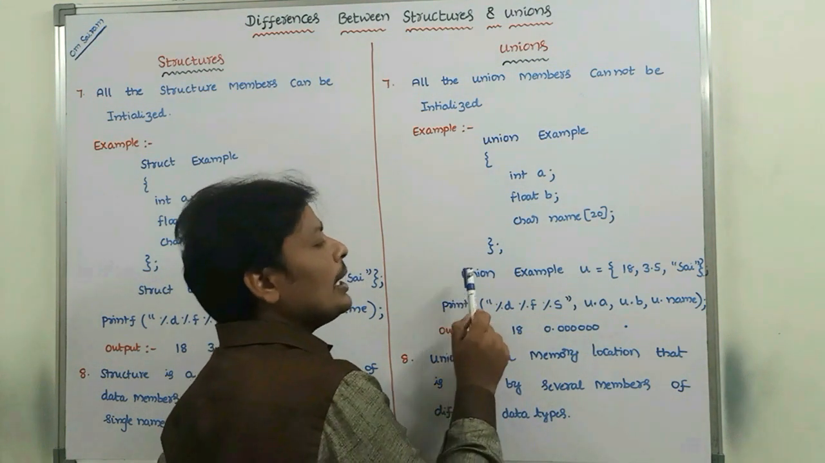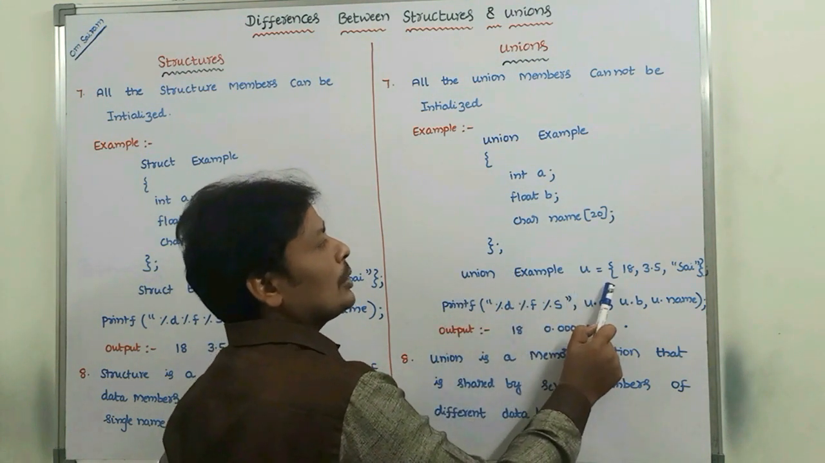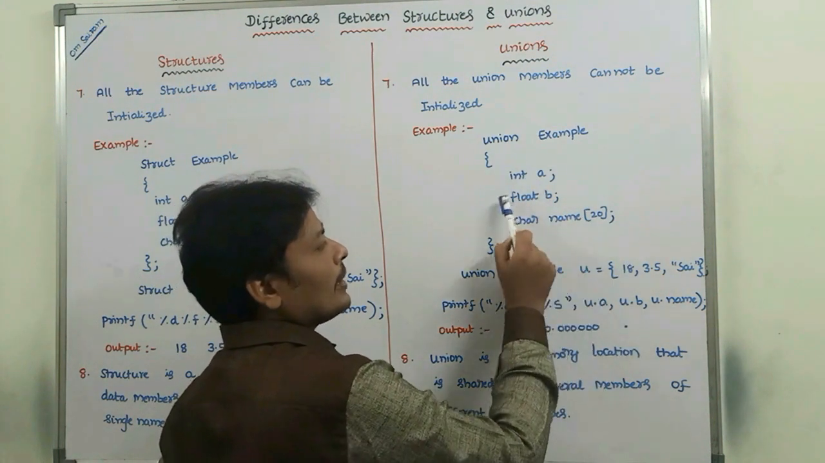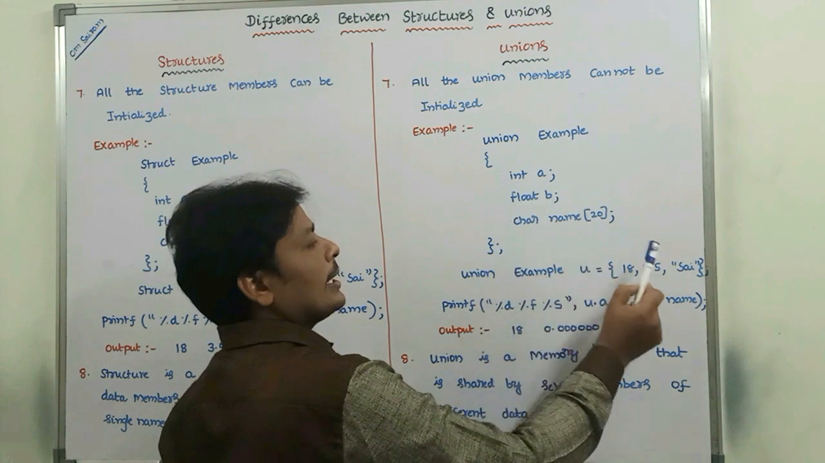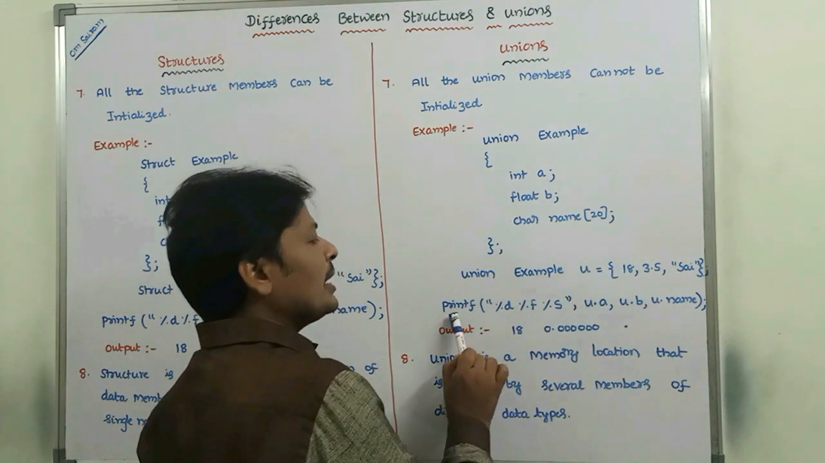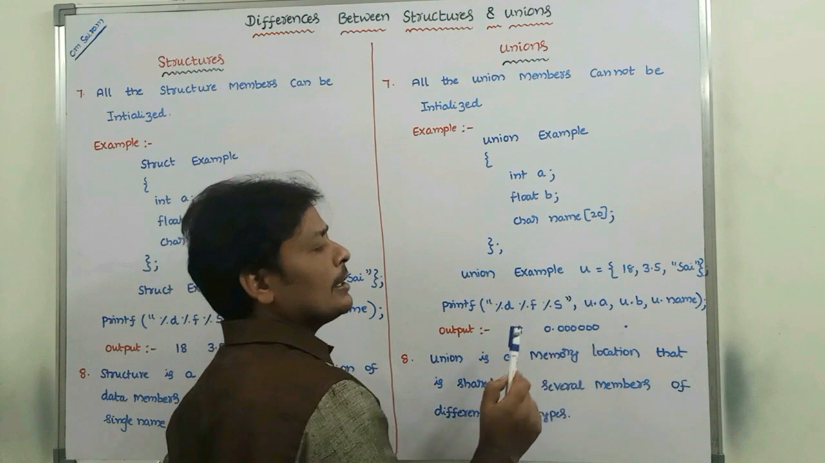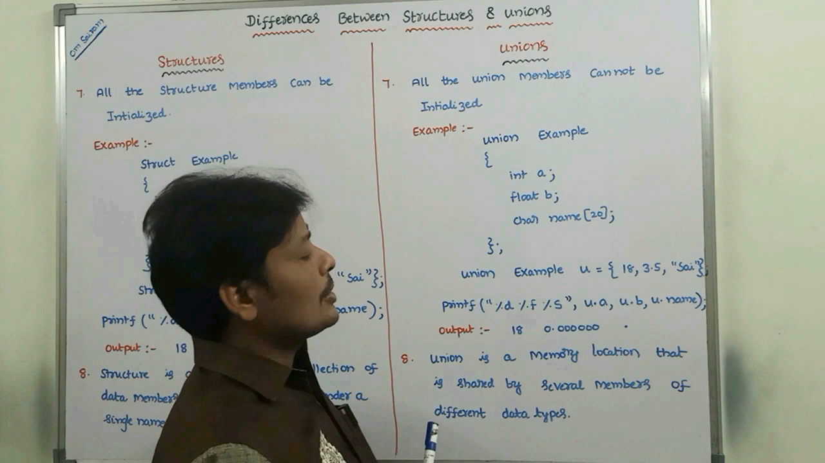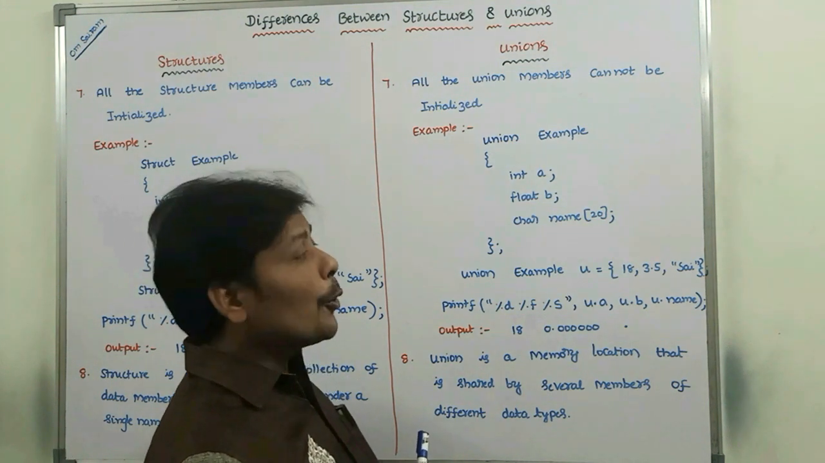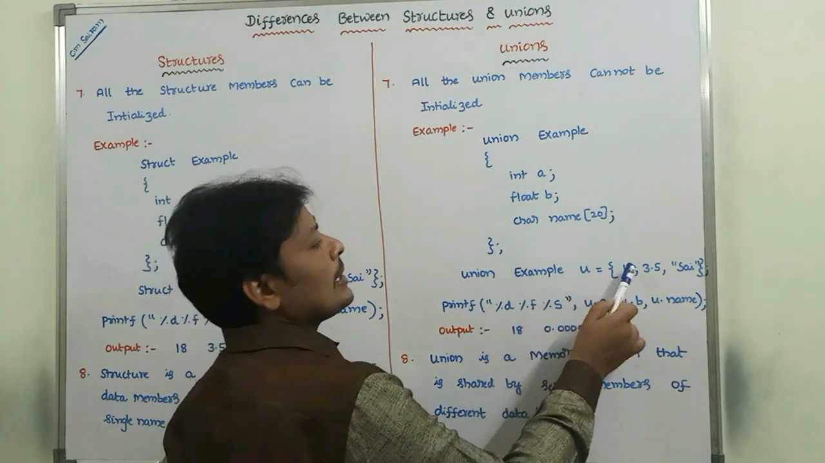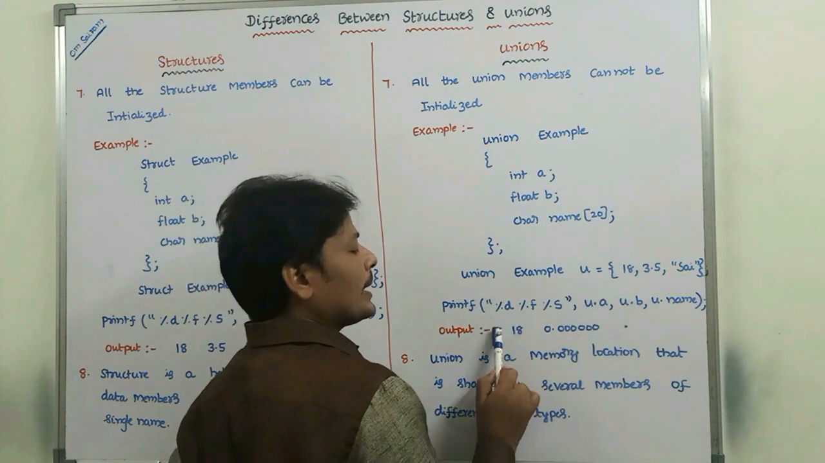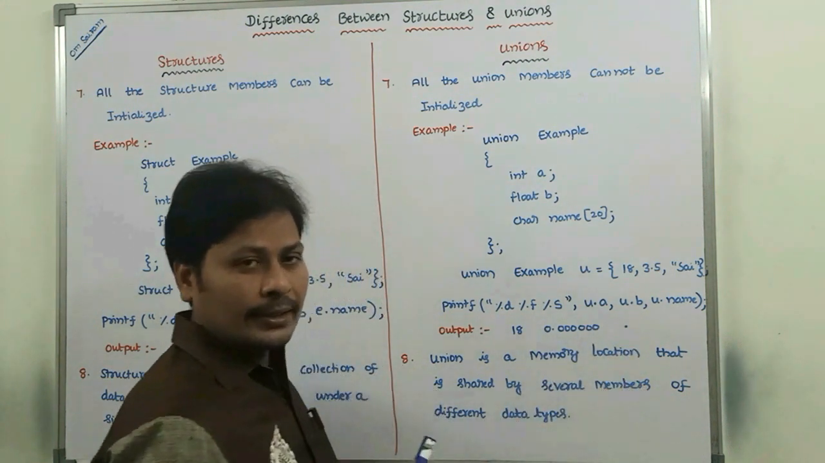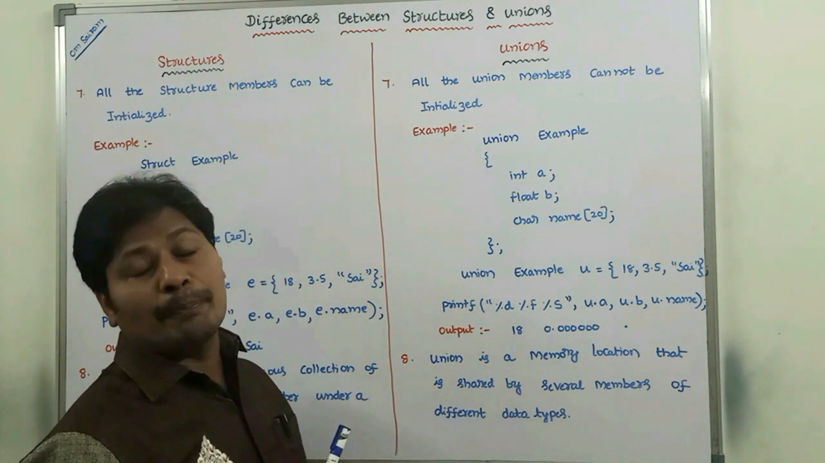So union example u is equal to, so I am initializing for this data member 18, for this data member 3.5, for this data member Sai. When we are printing these values by using the dot operator and union variable, what values are printed? Only the first data member can be printed correctly. The remaining data members are corrupted.